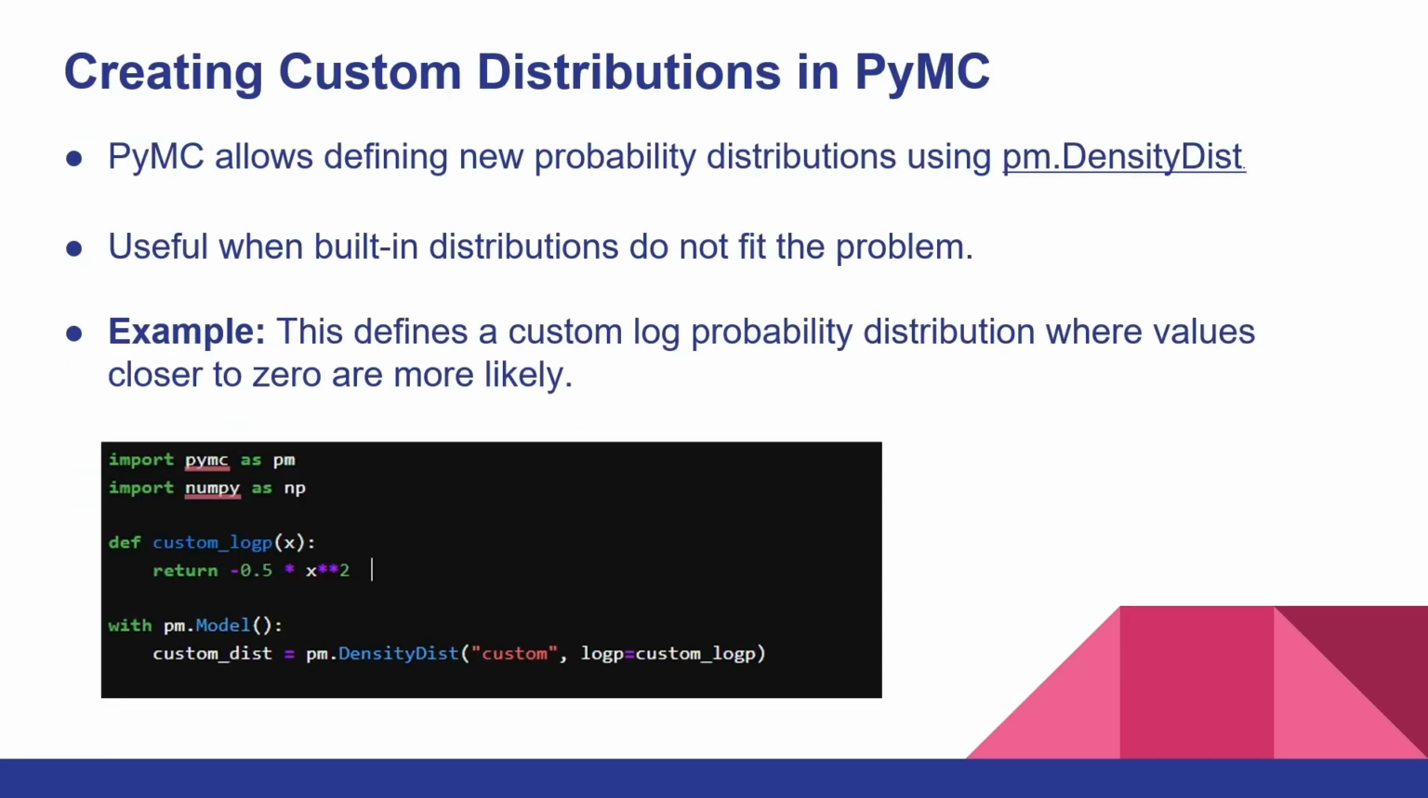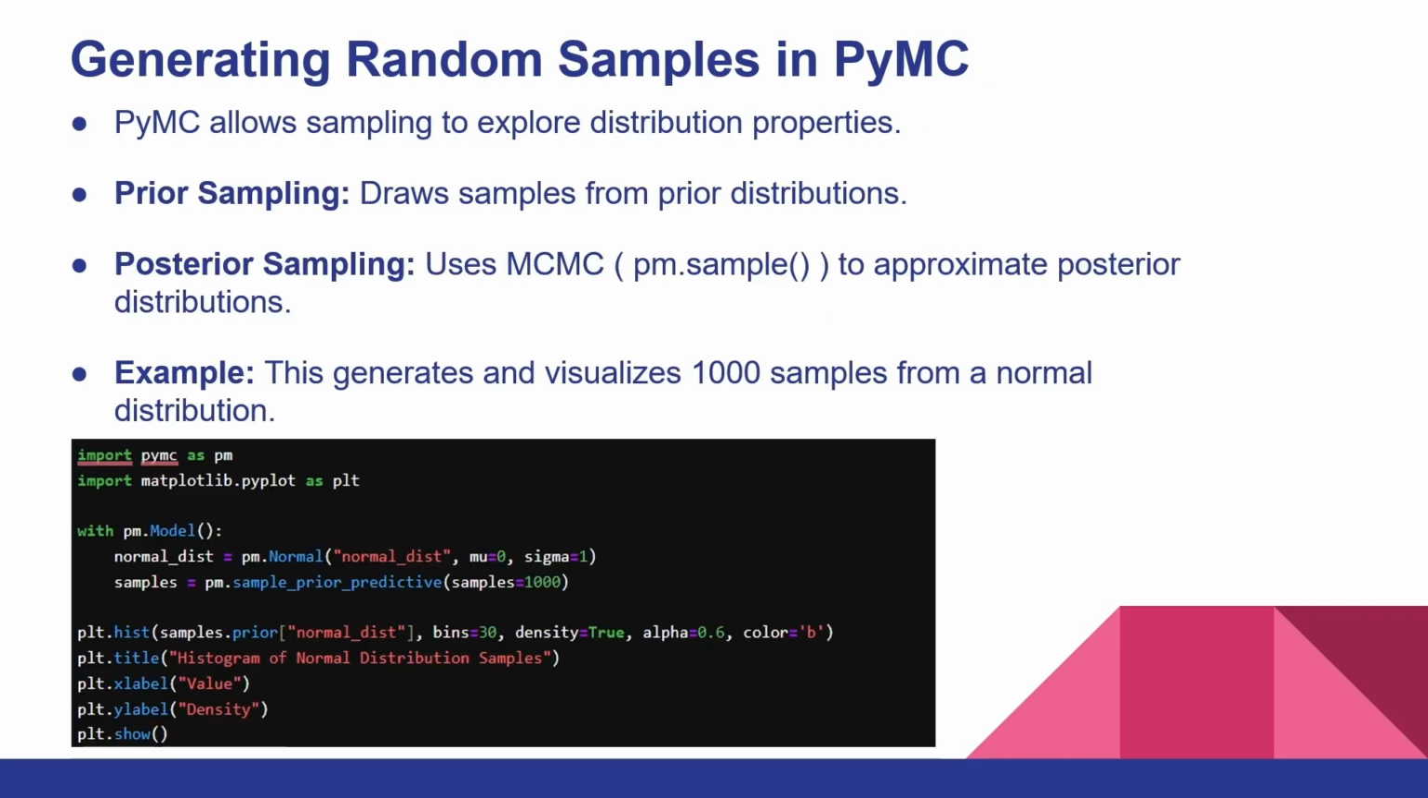Additionally, PyMC allows you to create custom distributions using pm.DensityDist when built-in options don't fit your problem. For example, this code defines a custom log probability distribution where values closer to zero are more likely. Finally, PyMC makes it easy to generate random samples from this distribution, whether it's prior sampling or posterior sampling using MCMC algorithms. For example, this code generates and visualizes 1,000 samples from a normal distribution.